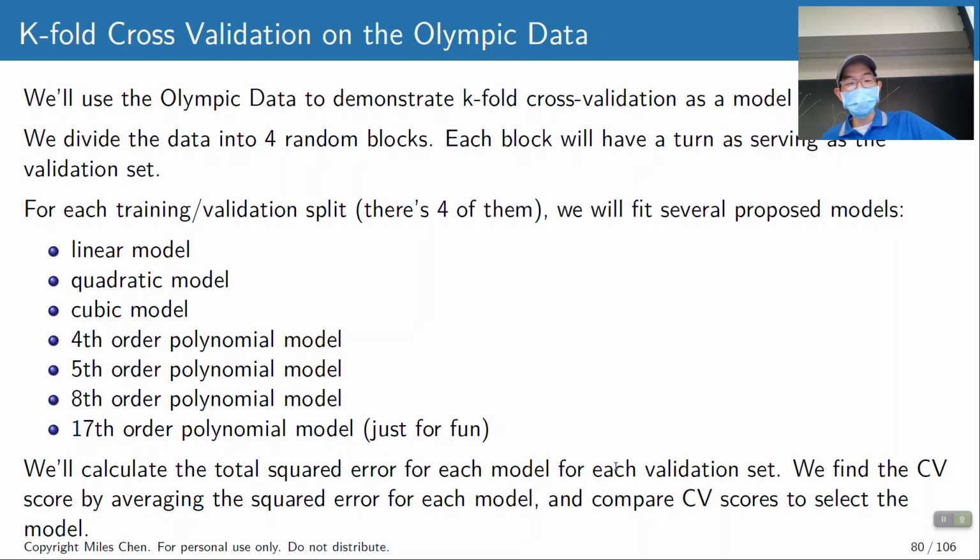And we will calculate the total squared error for each model for each validation set. We will find the cross-validation score by averaging the squared error for each model, and we'll compare the cross-validation scores to select the model.